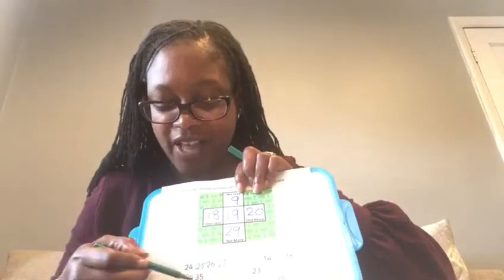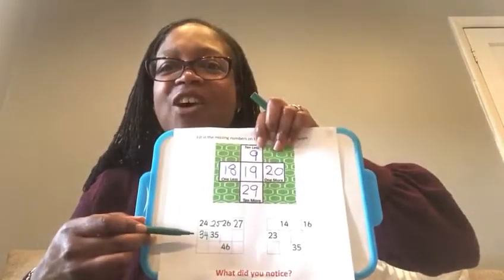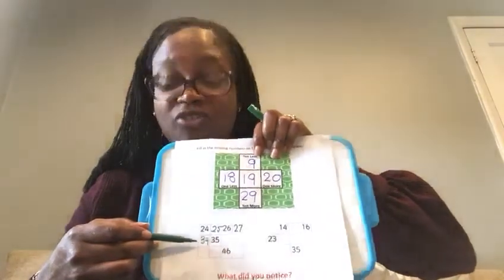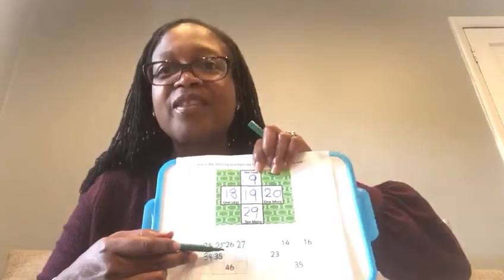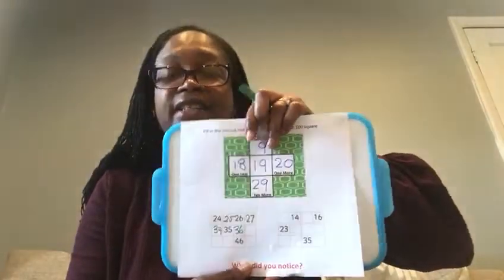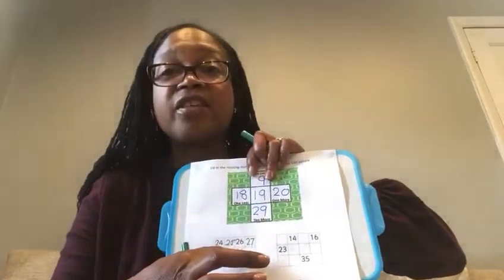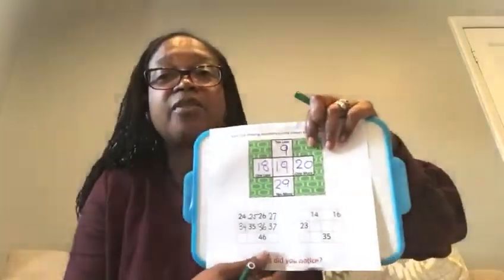What is one less than 35? 34. So now we can complete this section of the 100 square. 34, 35, 36. And what's one more than 36? What's our missing number? 37. 34, 35, 36, 37. Now let's go down to the next line.